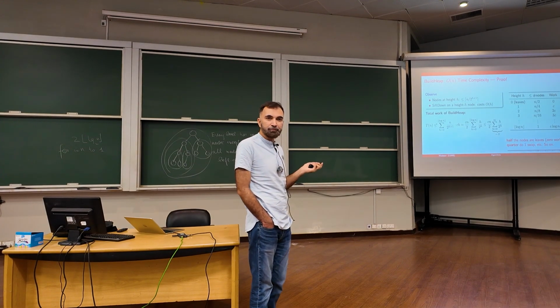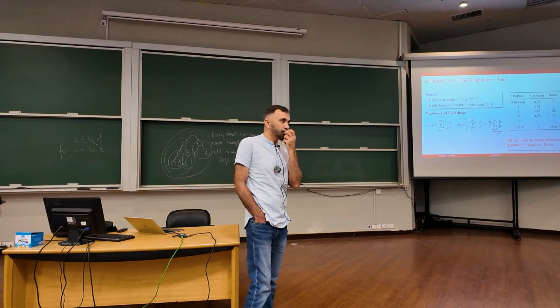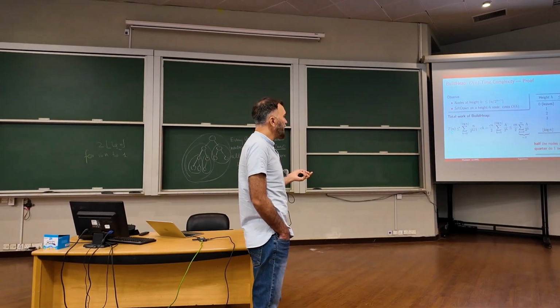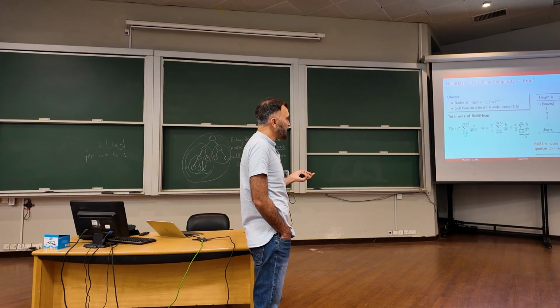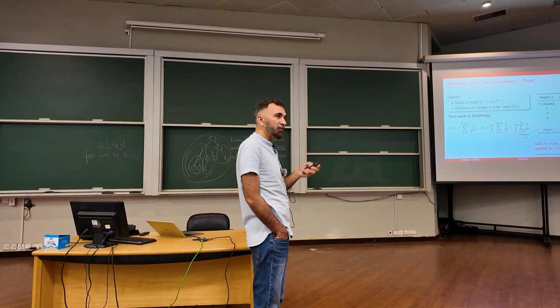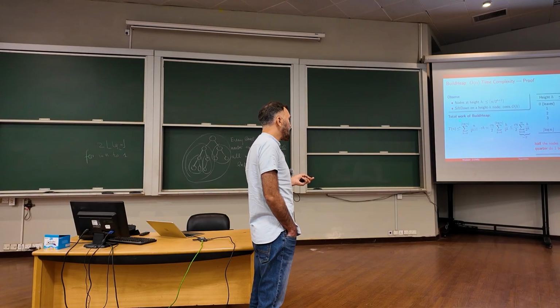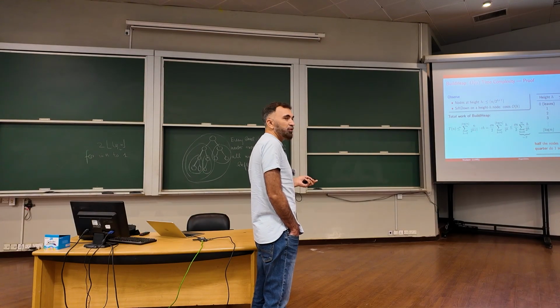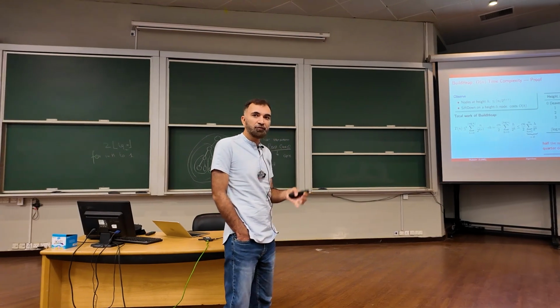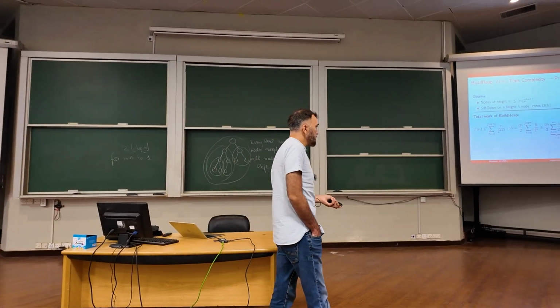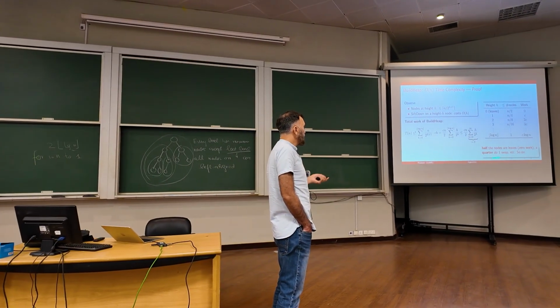Is this part clear? So all I'm saying is that I have to sum up the cost of shift down for all different height trees, and I have to sum it up for all heights. And for a given height, I have n over 2 to the power h plus 1 different trees. What is this sum?